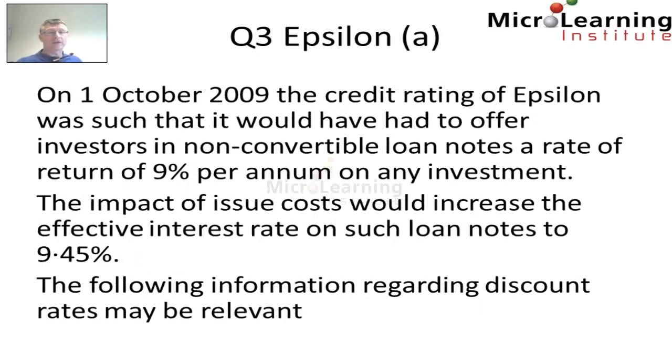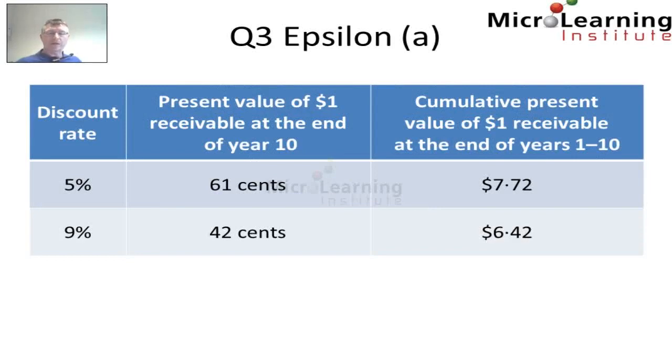On the 1st of October 2009, the credit rating of Epsilon was such that it would have had to offer investors in non-convertible loan notes a rate of return of 9% per annum on any investment. The impact of issue costs would increase the effective interest rate on such loans to 9.45%. The following information regarding discount rates may be relevant, and here we're presented with information regarding discount rates of both 5% and 9%, and we're provided with information on the present value of $1 receivable at the end of year 10 in relation to those discount rates, and also the cumulative present value of $1 receivable at the end of years 1 to 10 at those discount rates.